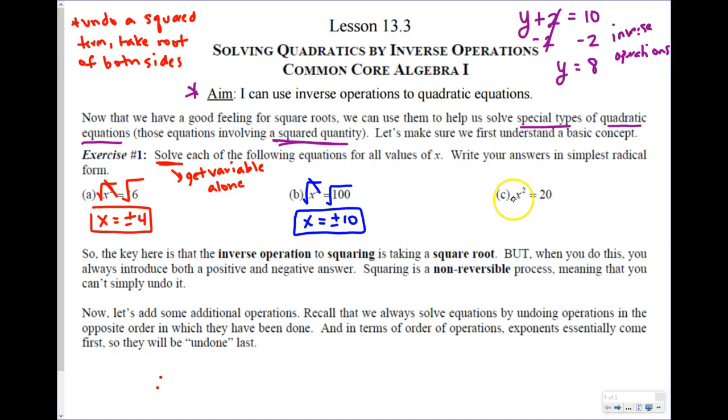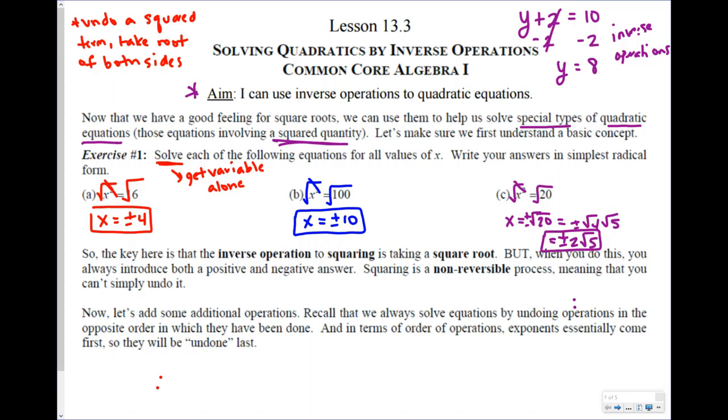Okay, this one, we're still taking the square root of both sides, but when we do that, we get x equals the square root of 20. However, 20 is not a perfect square, so we have to simplify this, right? Oh, this should be plus or minus the square root of 20. So when we simplify this, we get plus or minus the square root of 4 times the square root of 5. This is from the previous lesson. And so this 4 simplifies to a 2. And we get plus or minus 2 square root of 5 for our final answer. Okay?